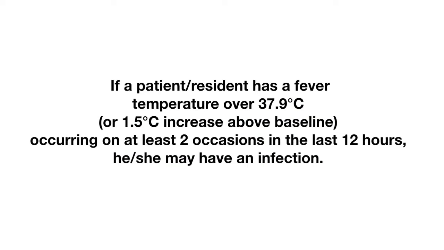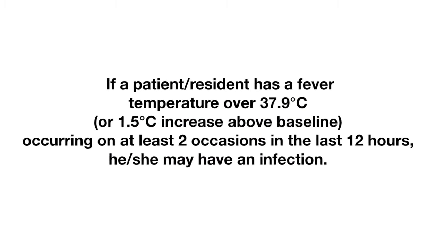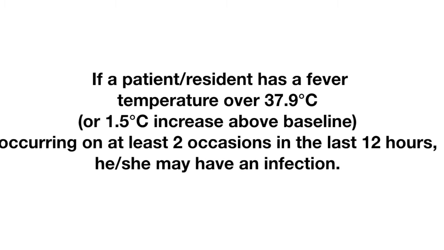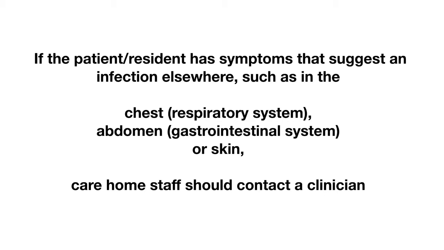decisions. If a patient has a measured fever on at least 2 occasions in the last 12 hours, then he or she may have an infection. If there are any signs or symptoms that suggest that the infection might be arising from a different part of the body, like the chest or the abdomen or the skin, then this decision aid isn't intended for that purpose, and care homes should contact the clinician as they normally would.